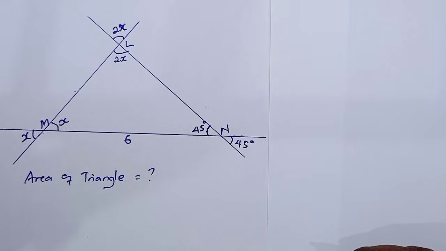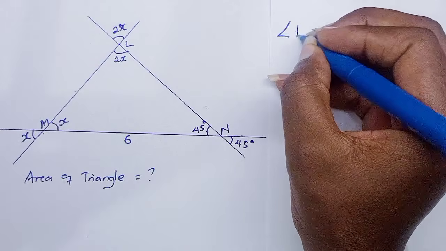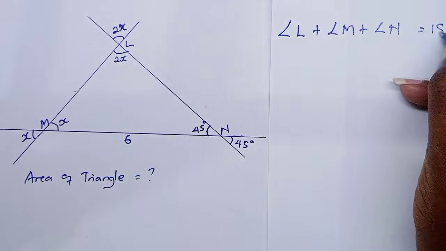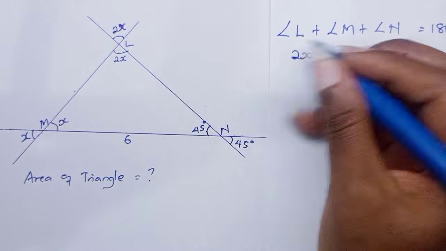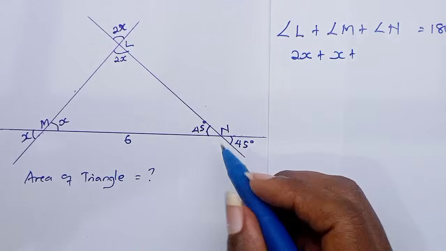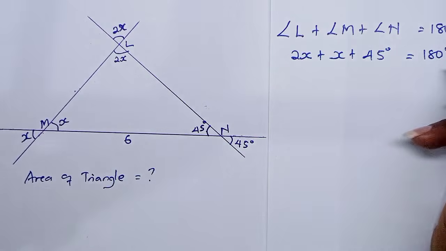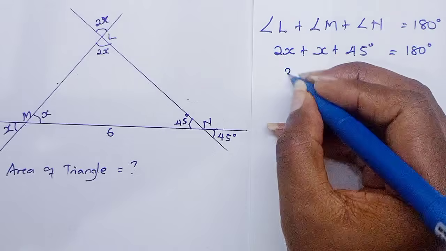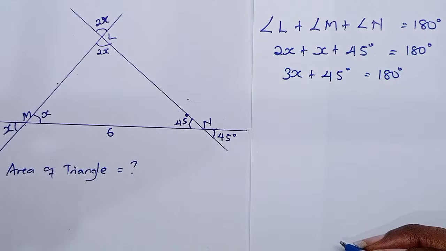Now, we know that the sum of the interior angles of a triangle is 180 degrees. Therefore, this implies that angle L plus angle M plus angle N give us 180 degrees. Angle L is 2x, angle M is x, and angle N is 45 degrees. This should be equal to 180 degrees. Okay, so 2x plus x is 3x, plus 45 degrees is equal to 180 degrees.